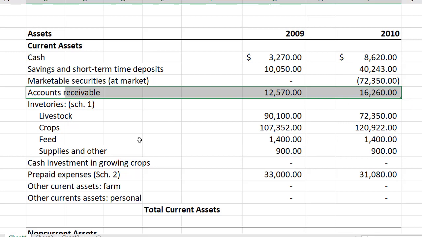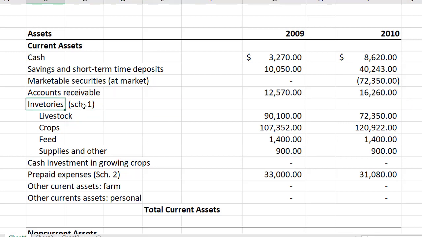Now we're going to move down to inventories. And the first thing I want to point out is there's a little bit of language here that you might not recognize. SCH1, that stands for Schedule 1. And what this is telling us is that there is another document that's part of the overall financial documents for this farm that's breaking down the inventories. It's going to show how inventories have changed over time.